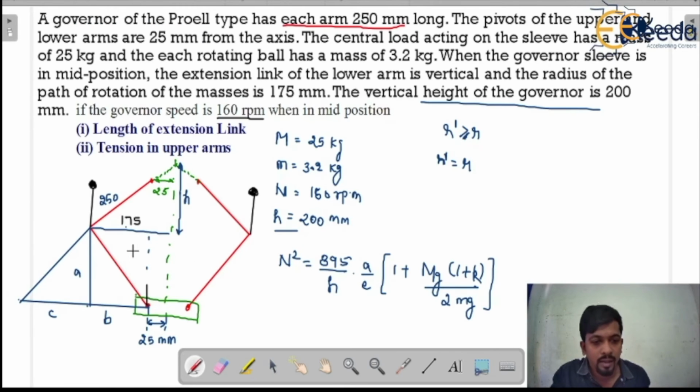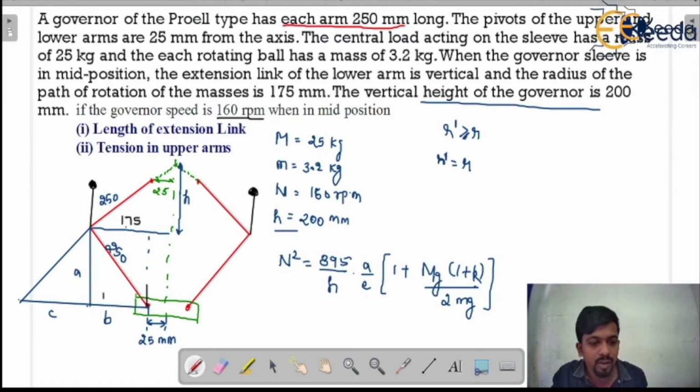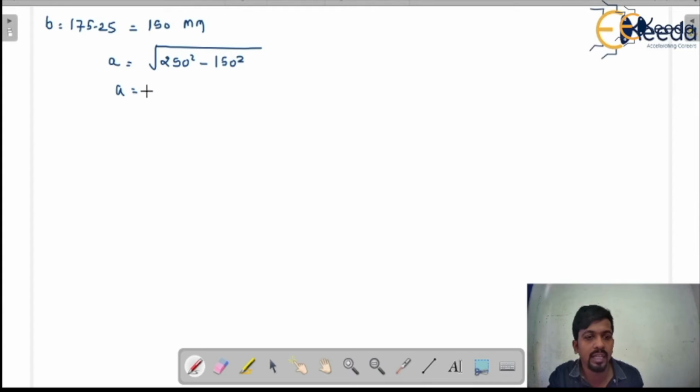Now see here, we all know that all arms of the governor are of 250 mm length. So if this is 250 and the B value we have calculated is 150, we can easily calculate the value of A. So the A value will be the square root of 250 square minus 150 square, and finally when you solve this you will get the value 200 mm.